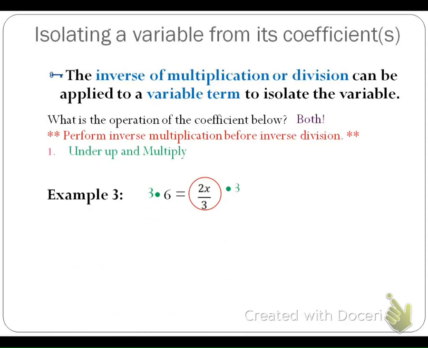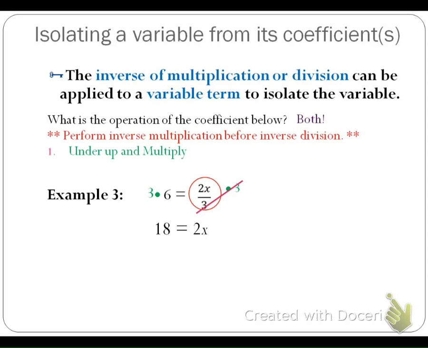Always perform inverse multiplication before you apply inverse of division to isolate a variable. So what we mean by that is the first thing you have to do is under, up, and multiply. So we're going to multiply both sides by 3 because our denominator, or the number that was underneath our x, was 3, so we multiply both sides of the equation by 3. That cancels out the 3's.